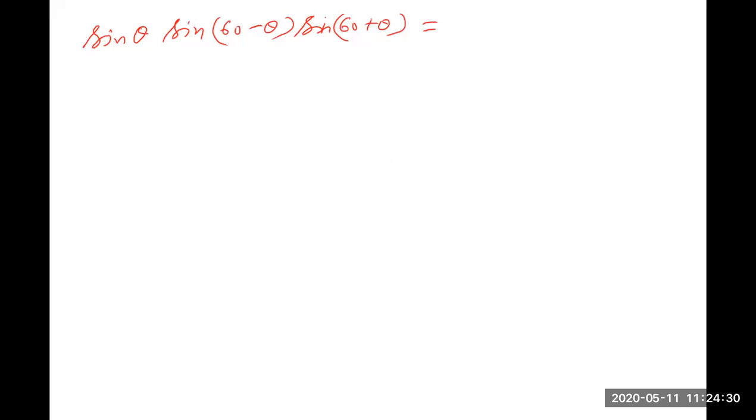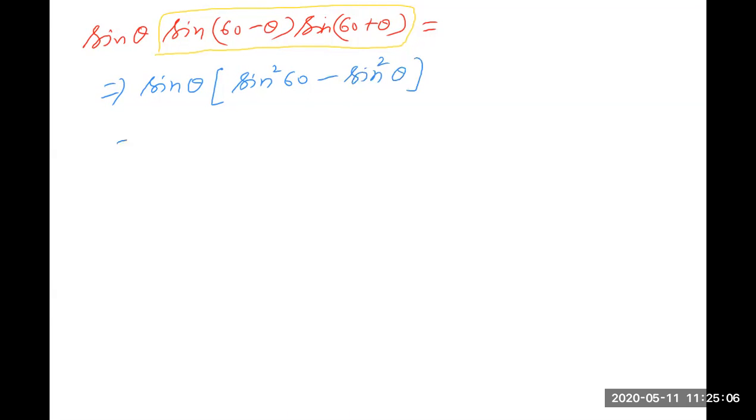So in this, sin A plus B, first we have to simplify this. Directly we cannot find the answer. In the last part we have sin A plus B into sin A minus B is equal to sin square A minus sin square B. So this will be equal to sin theta into sin square 60 minus sin square theta.